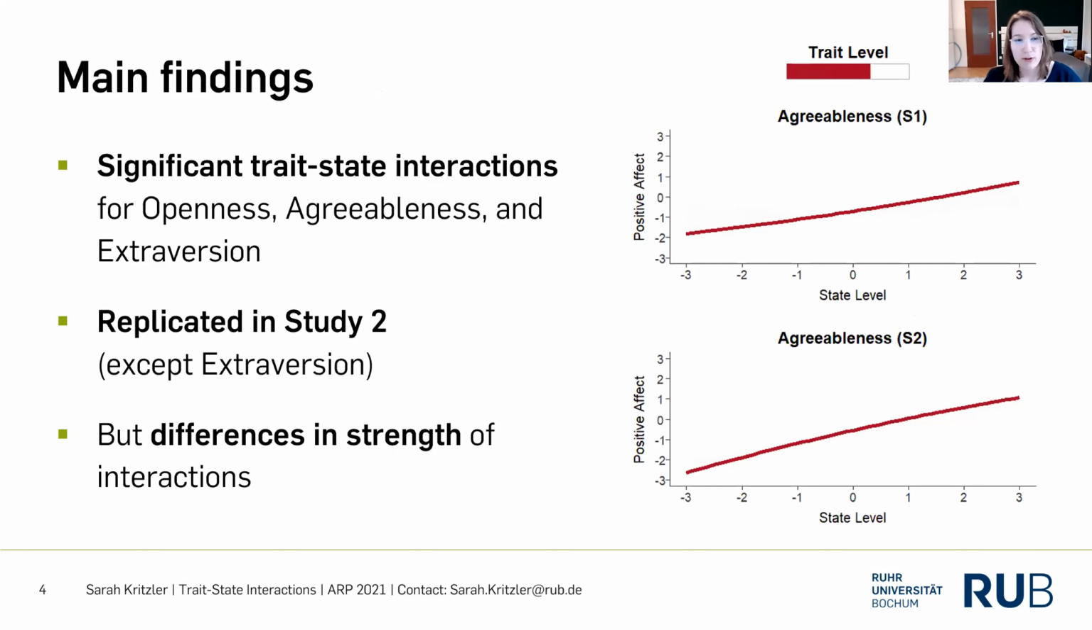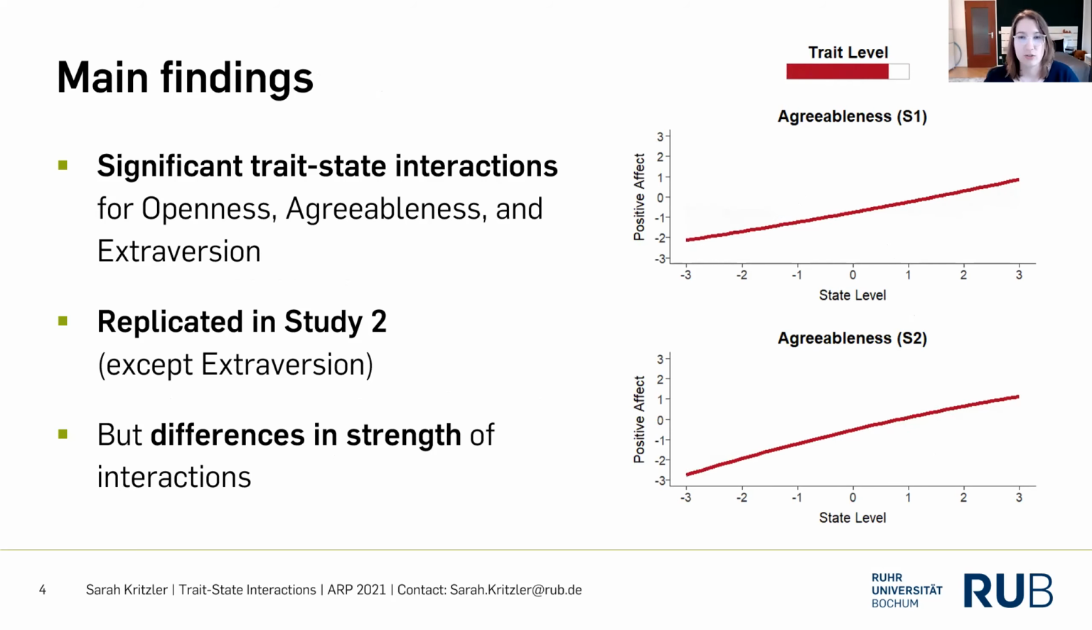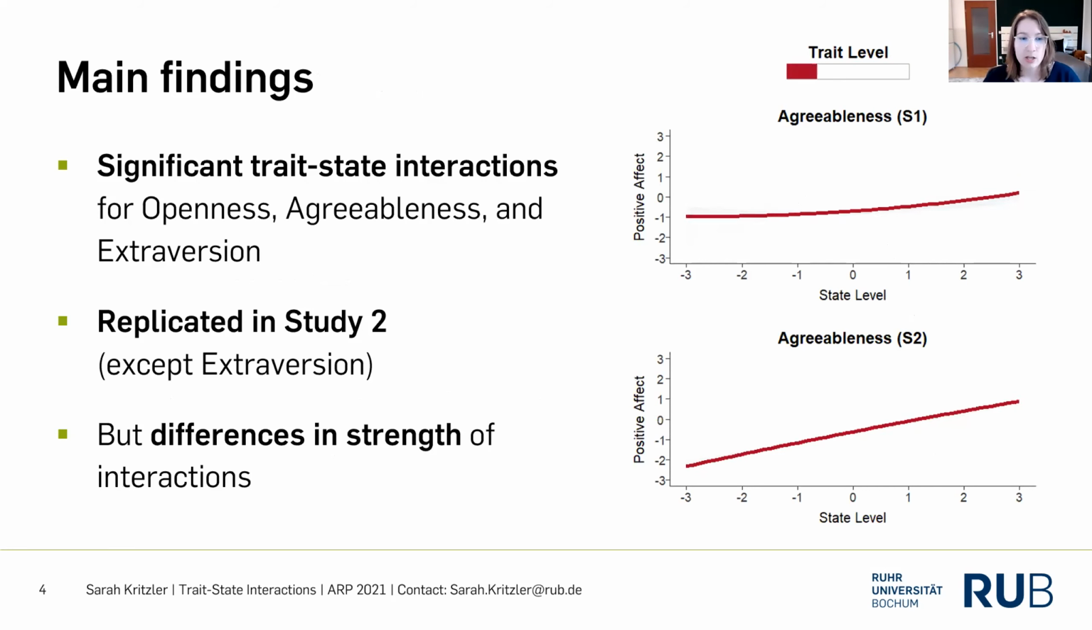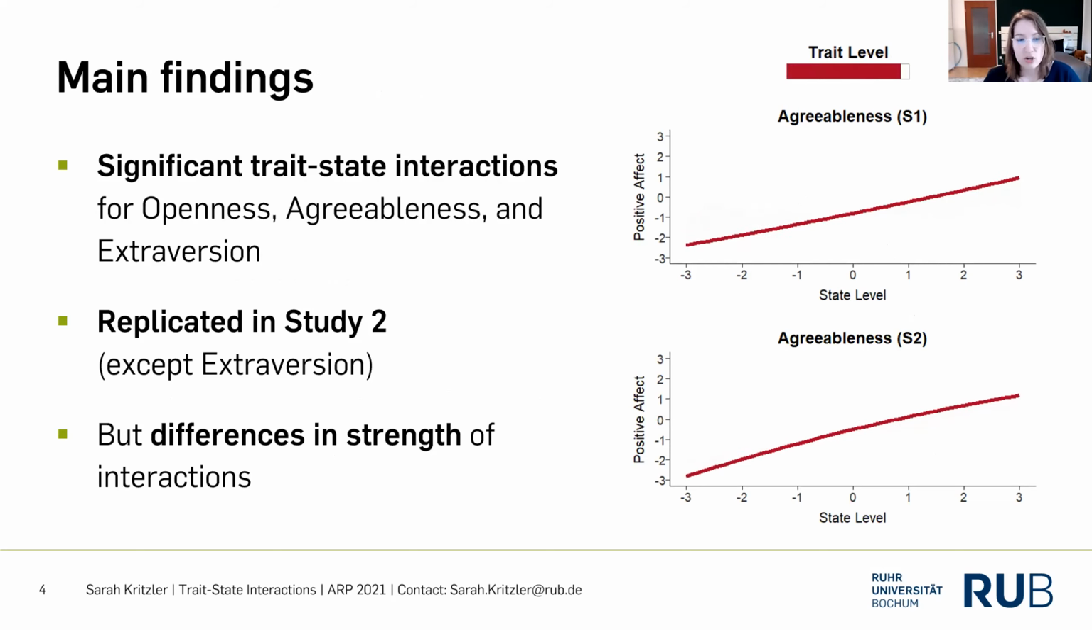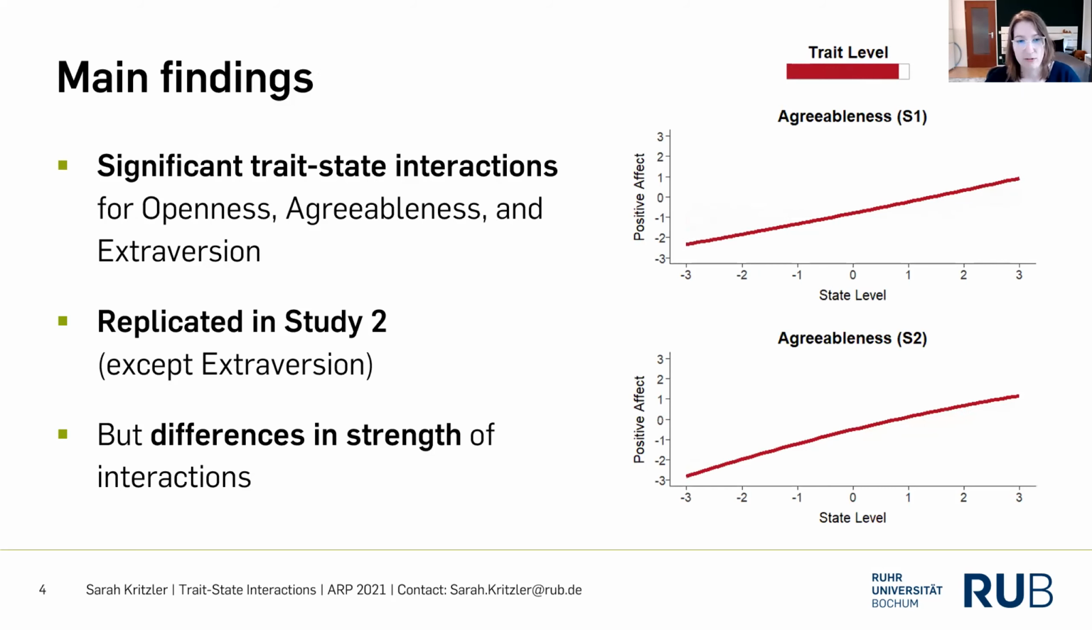If we look at our findings, we did indeed find significant trait-state interactions for openness, agreeableness, and extroversion, but not for conscientiousness and emotional stability. These significant interactions also replicated in a second sample, with the exception that trait extroversion in the first sample interacted with the squared coefficient of state extroversion, and in the second sample with the linear coefficient. But in both samples, we had significant interactions in the extroversion domain.